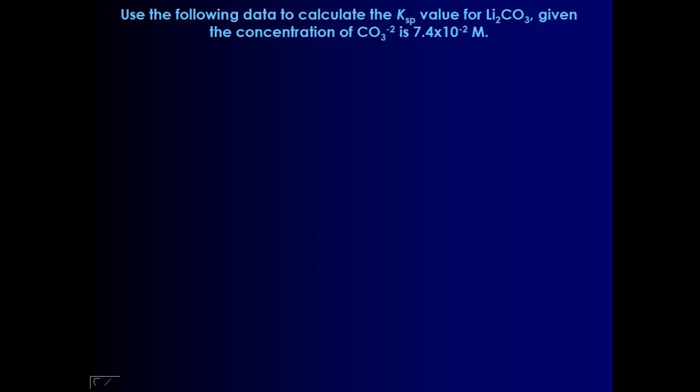So in this particular one, I'm asking you to calculate the KSP of lithium carbonate. You are told the concentration of carbonate is 7.4 times 10 to the negative second. And so if we know what the concentration of carbonate is, we can infer from that what the concentration of lithium is, because lithium carbonate, when it dissociates, breaks into 2 lithium ions and 1 carbonate ion.